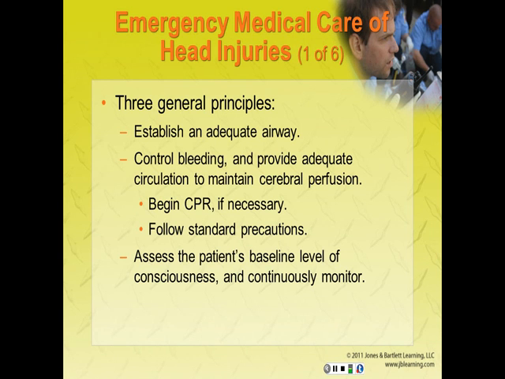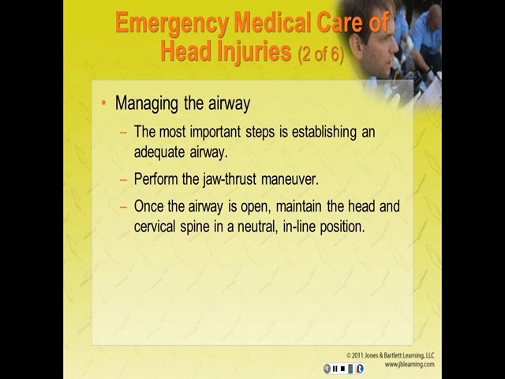There are 3 general principles to protect and maintain critical functions of the central nervous system. Number 1, establish an adequate airway. If necessary, begin and maintain ventilation, and always provide high-flow oxygen. Control bleeding, provide adequate circulation to maintain cerebral perfusion, begin CPR if necessary, and be sure to follow standard precautions. Assess the patient's baseline level of consciousness and continuously monitor it.